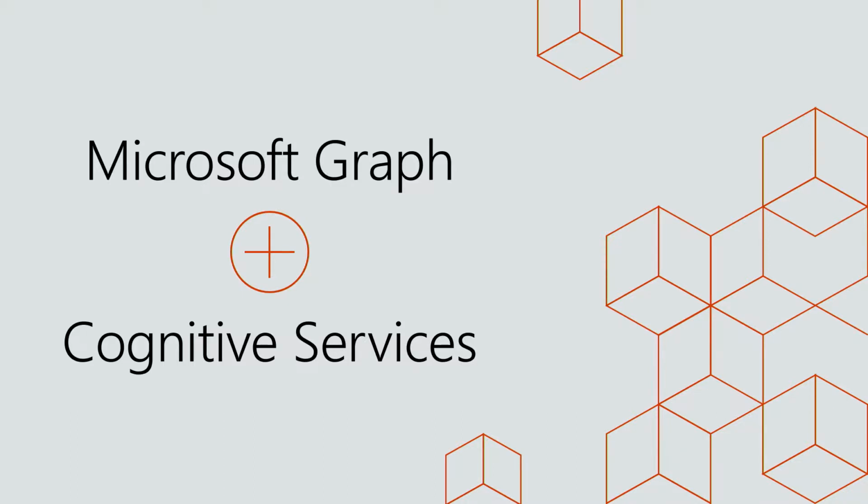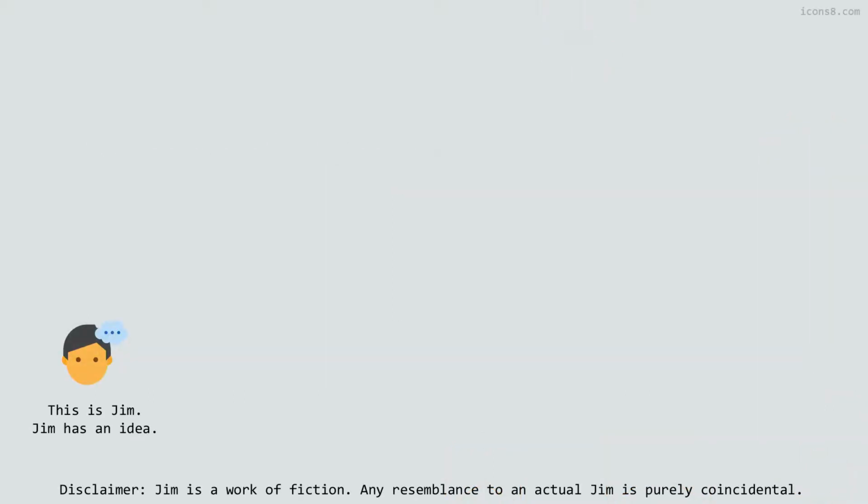But we can use the two of these technologies together. But it's important for me to say that it doesn't have to be Cognitive Services. You can swap in whatever other technology you want to, and hopefully you'll be able to see that through the course of this demo. So let's look at what we're actually going to build. This is Jim. Jim has an idea. And disclaimer, Jim's not a real person. So Jim wants to send out an email.